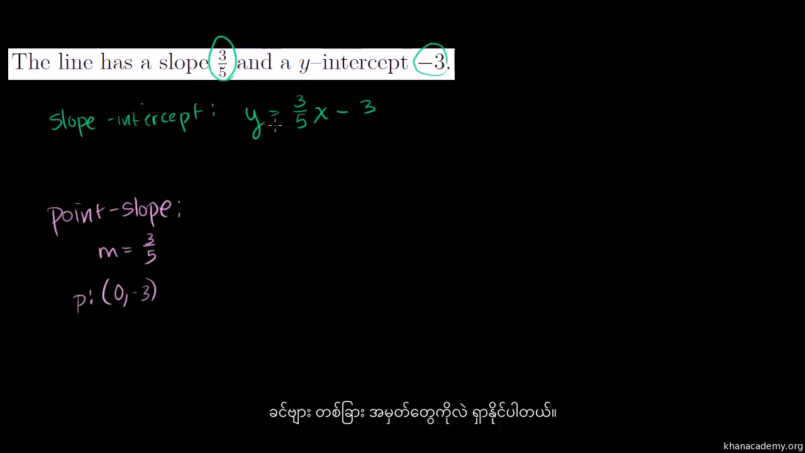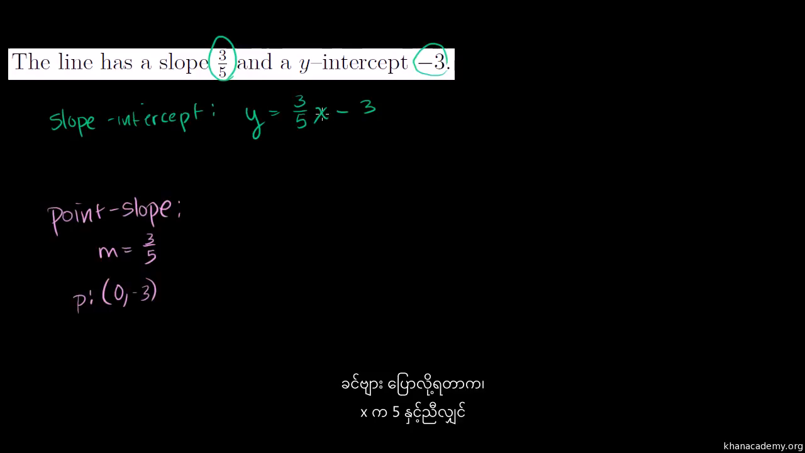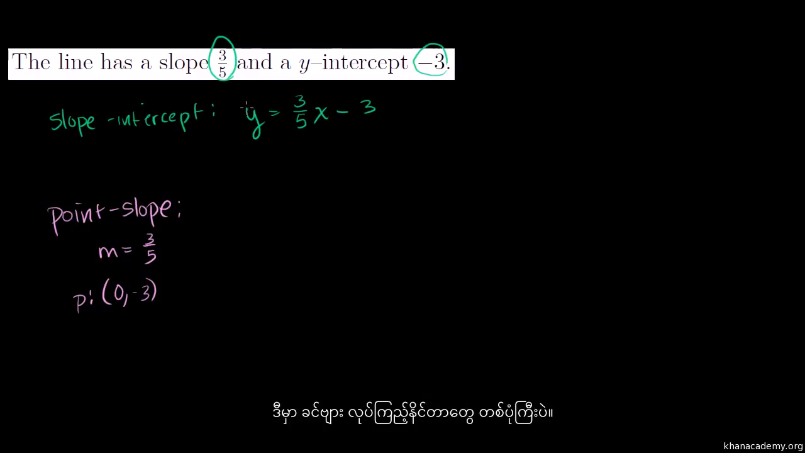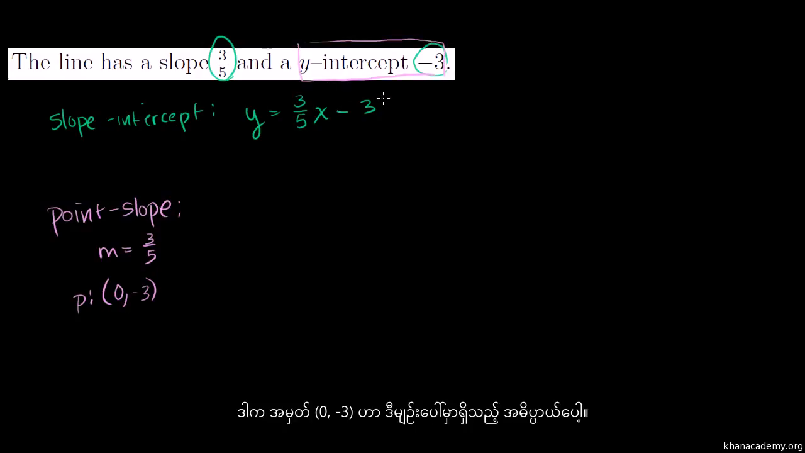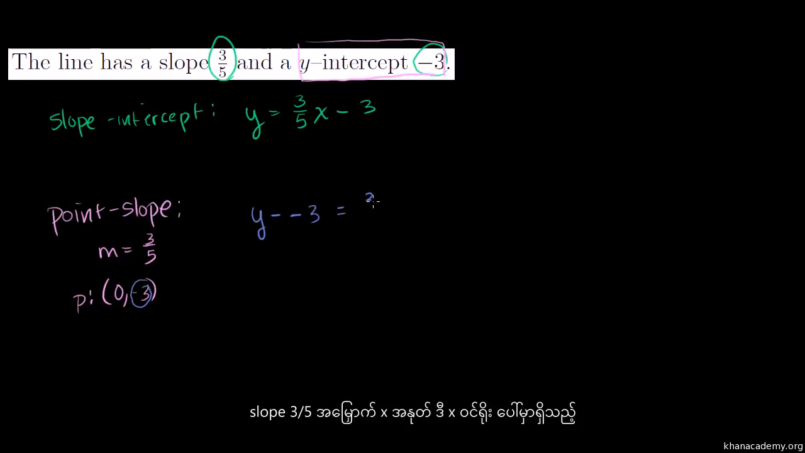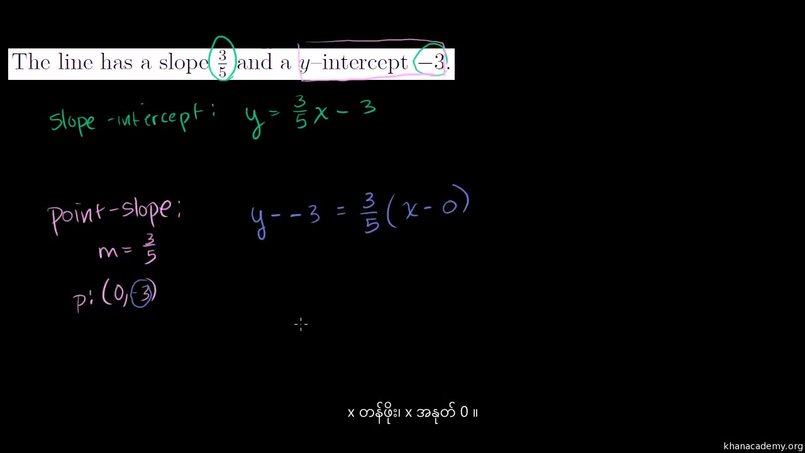You could have tried to figure out other points. You could have said, oh, when x is equal to 5, y is equal to 0. There's all sorts of things you could have tried out. But this one was just sitting there for us. The y-intercept is -3. That means that the point 0, -3 is on the line. So let's write it in point slope form. Y minus this y value, so y minus -3, is equal to the slope, 3/5 times x minus this x value, this x coordinate, x minus 0.